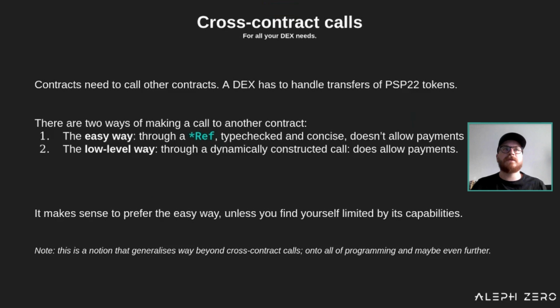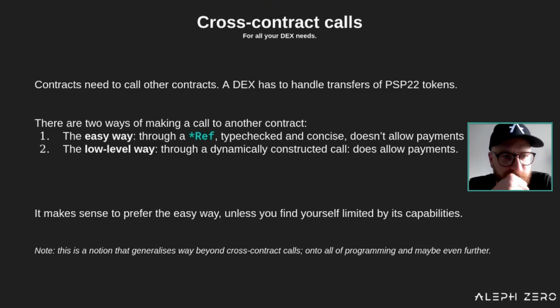another important and maybe quite delicate aspect, because it's quite easy to get it wrong, and if stuff goes wrong, it usually goes wrong in this area, I would say. Cross-contract calls. So basically a contract calling another contract. Like, for example, a DEX will have to transfer PSP22 tokens, so it will need to call some methods from the token contracts, right?